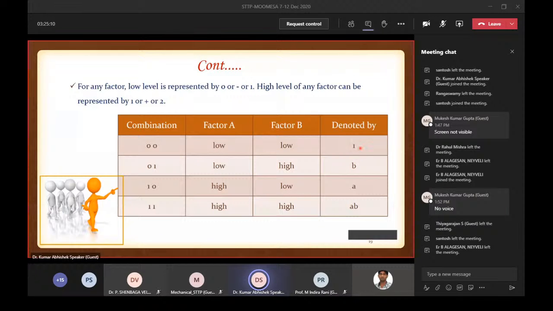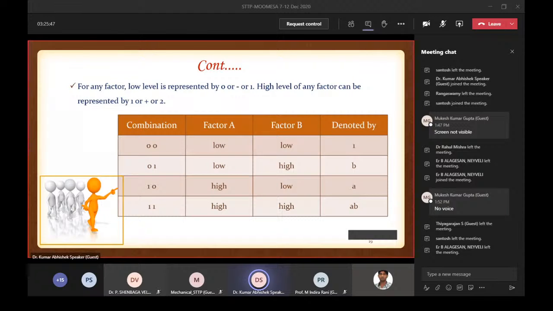There are various ways you can denote the levels, and this is the combination that has been given. If I have written 1, it means that factor A is at the low level and factor B is at the low level. If I write B here, then what does it mean? It means that factor B is at the high level and factor A is at the low level. If I write A here, it means that factor A is at the high level and factor B is at the low level. And if it comes as AB, then it means that both are at the high level.